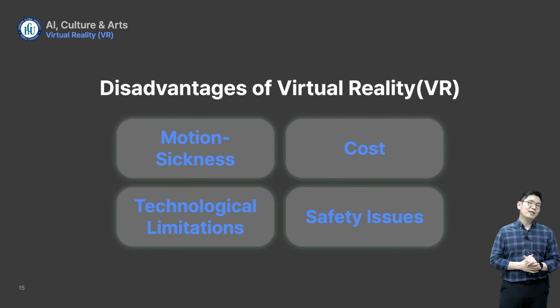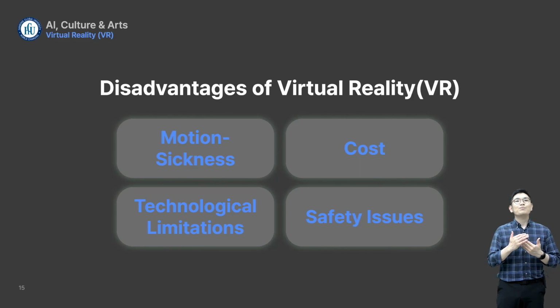The final disadvantage is safety. As mentioned earlier, using devices like HMDs can lead to accidents if users are unaware of their surroundings. Proper safety precautions and supervision are essential when using VR to prevent injuries or accidents. These are the main advantages and disadvantages of VR. Proper awareness and careful use can help mitigate some of these issues.